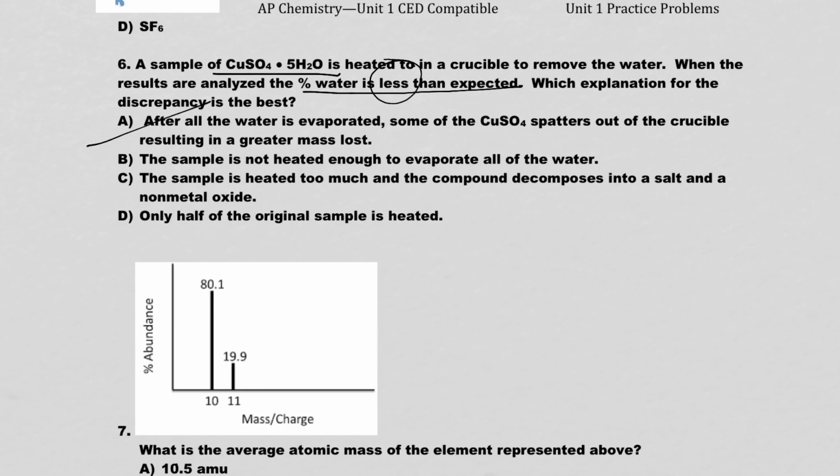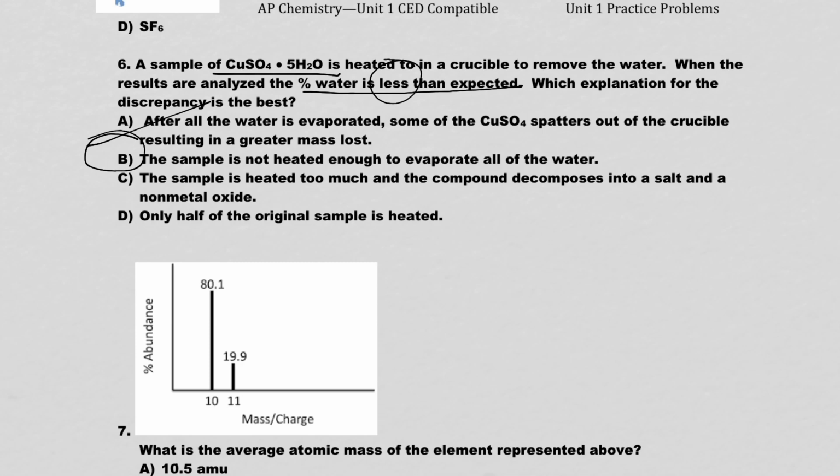Looking at B, the sample is not heated enough to evaporate all of the water. The goal here is to keep heating, cooling, and remassing until we achieve a constant mass. But if we get in a hurry and don't make sure that constant mass is achieved, meaning we haven't heated it long enough, we won't know that all the water has evaporated, and that would cause the discrepancy. So B looks definitely like an answer, but let's consider C and D and double check.